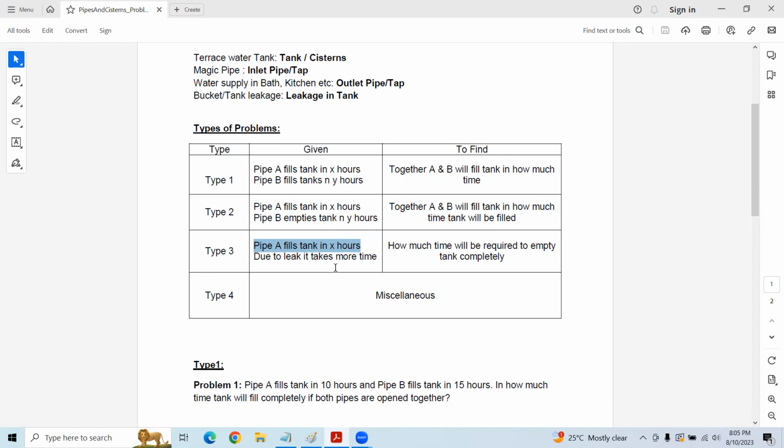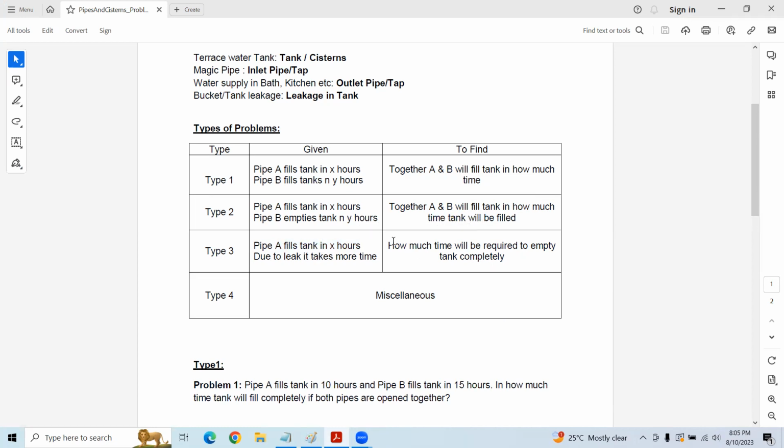The way we have seen in a bucket also, we can get leakage like that. So normally, if a pipe is filling the tank completely in X hours, due to leakage it takes some more time. You know that if there is leakage, it is definitely going to take more time because some of the water keeps wasting whenever we are filling water in the tank. So pipe A fills in X hours, and due to leakage, it takes some more time.